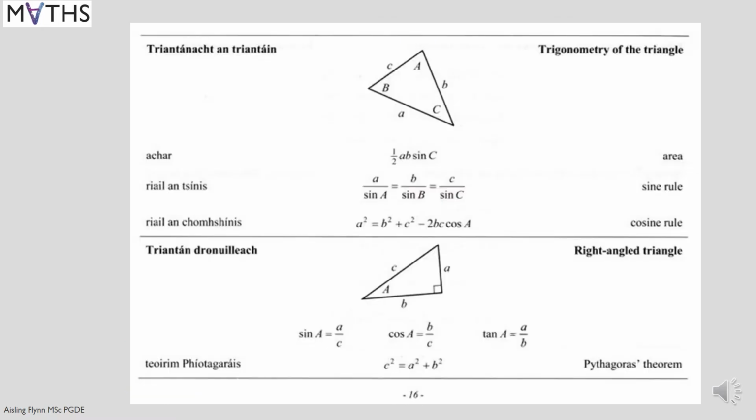The Sine Rule appears in your formula and tables book on the trigonometry page 16. If you look at trigonometry of the triangle, here's our labeling, and the Sine Rule you'll find here, and like I said, you'll only ever use 2 at a time. So let's use the Sine Rule now to calculate the length of an unknown side.